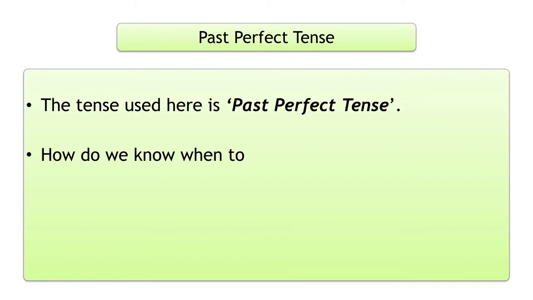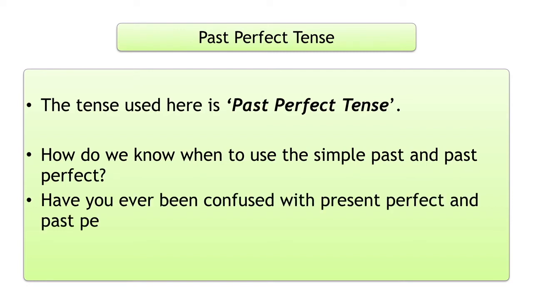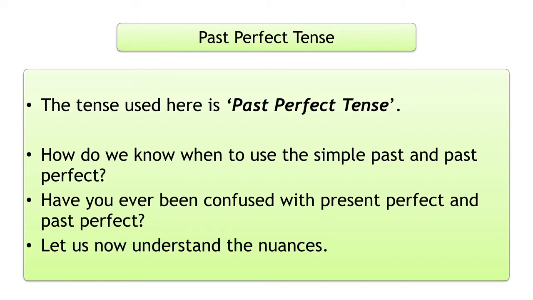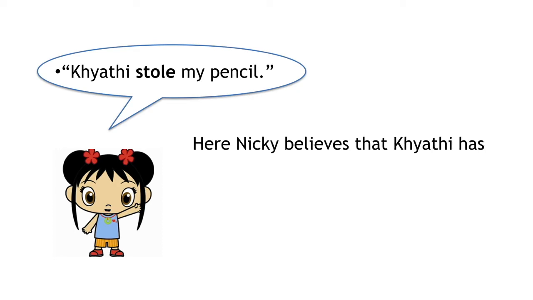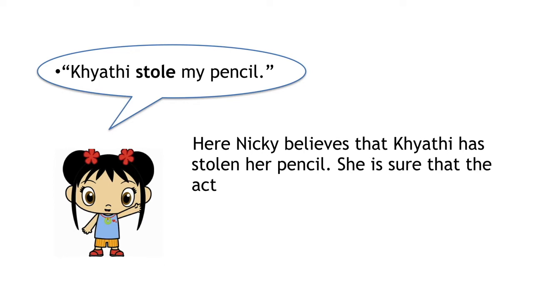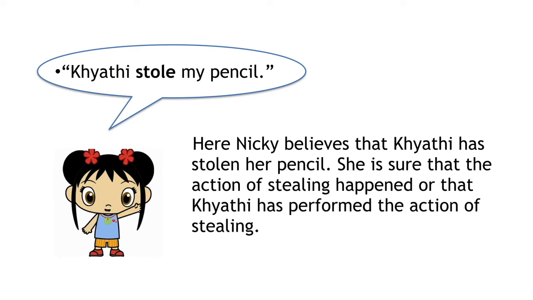Now, how do we know when to use the simple past and past perfect? Have you ever been confused with present perfect and past perfect? Let us now understand the nuances. Pay attention to the example given. Nikki said, "Kathy stole my pencil." Here, Nikki believes that Kathy has stolen her pencil. She is sure that the action of stealing happened or that Kathy has performed the action of stealing.